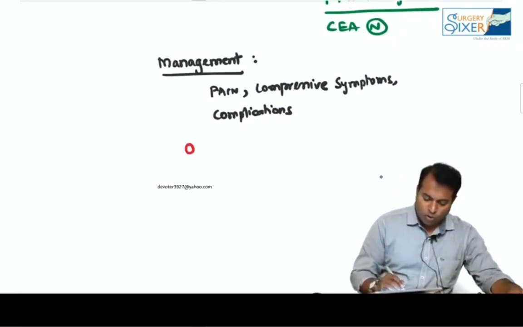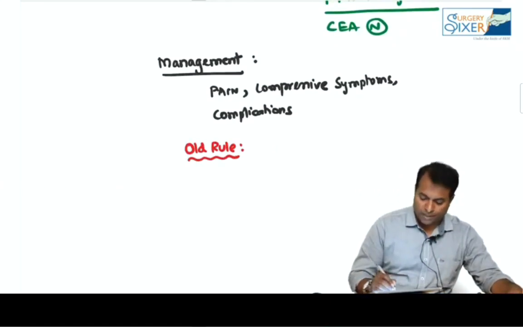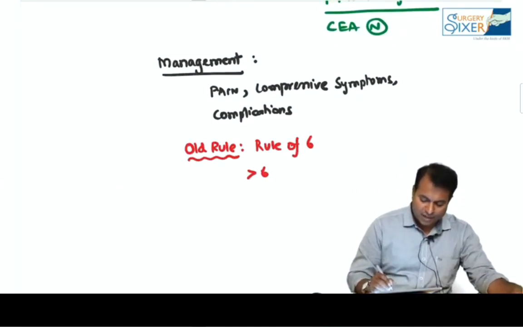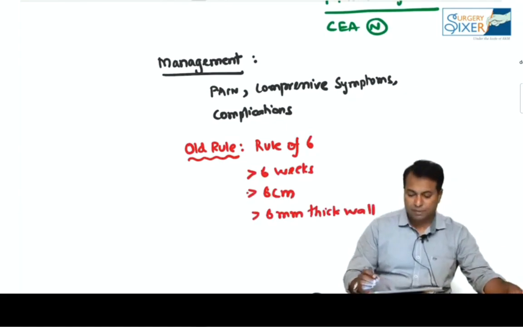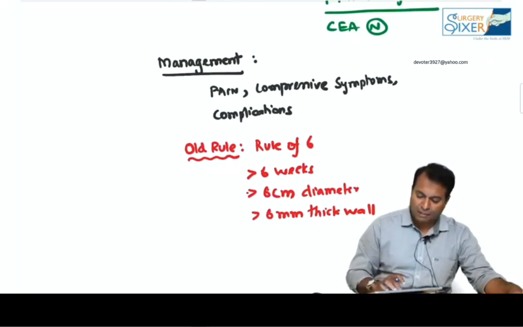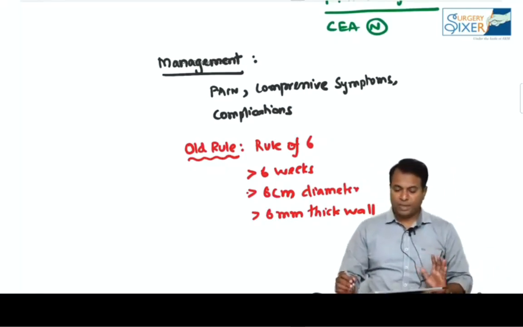And there is an old rule which is no more there now. We are not following this rule. That is known as the rule of 6. If the cyst is present for more than 6 weeks, if it is more than 6 centimeter in diameter, or if the wall thickness is more than 6 millimeter, in those cases we operate. That's an old rule. Now it is not so. Now we operate based on the symptoms.